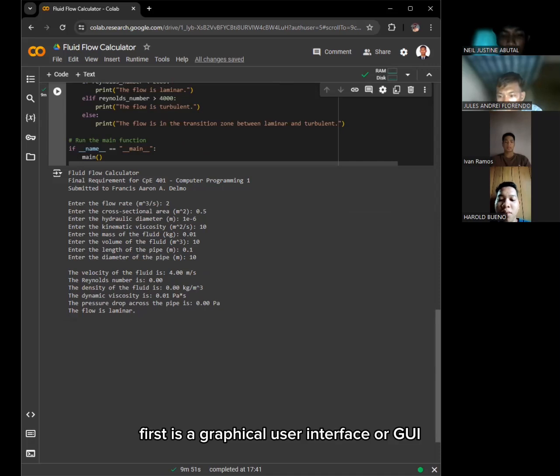First is a graphical user interface, or GUI. Next is support for different unit systems. And the last one is more advanced calculations for compressible fluids.